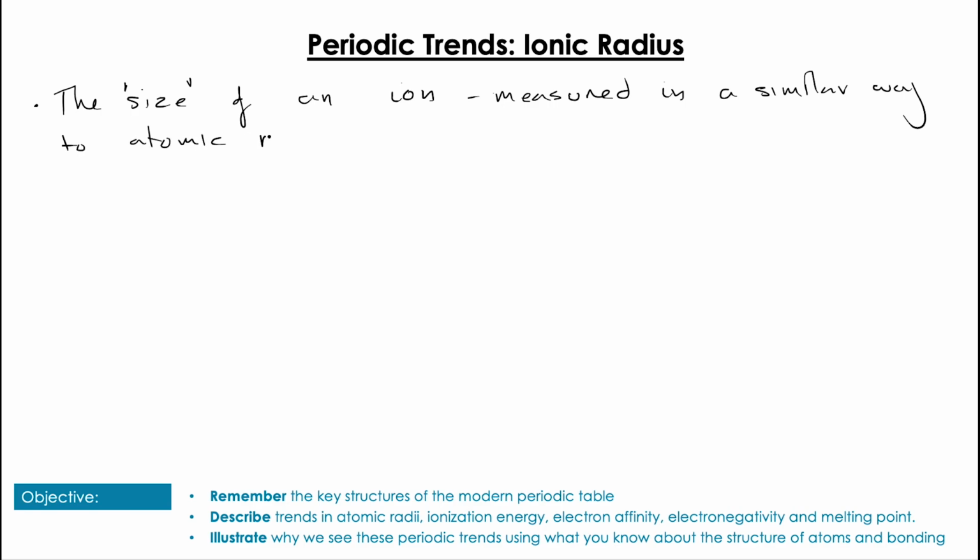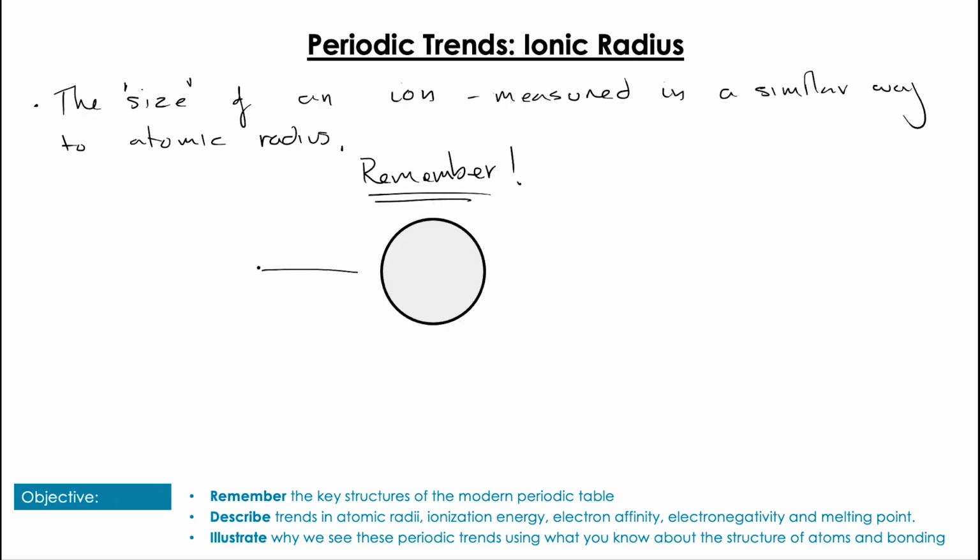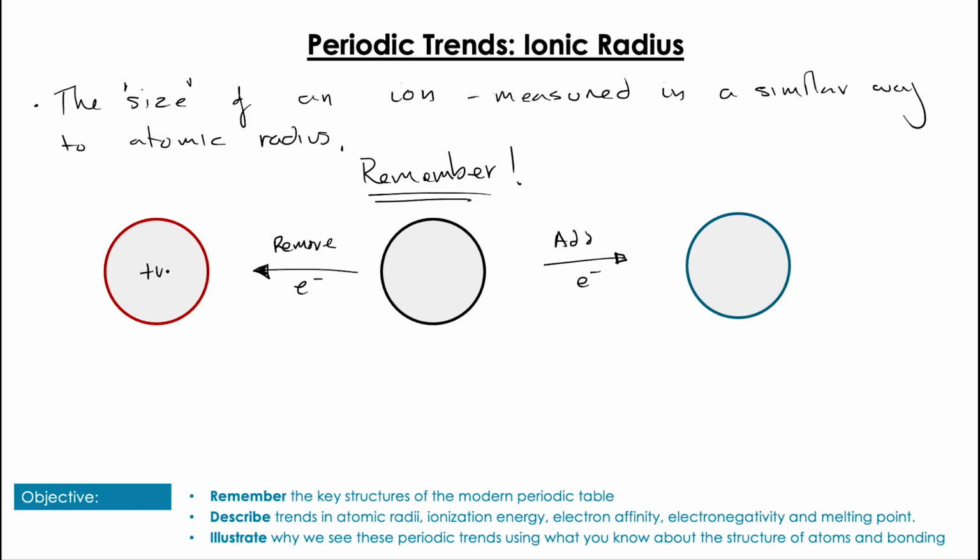The important thing to think here is that we're not dealing with atoms, so we have to remember what happens when we add or take away electrons. So we have two options. We can either remove electrons from an atom or add them. And in every single case, when we remove electrons, the ion is going to become smaller. That's because we're removing electrons, so there are fewer electrons to repel each other and make the atom larger, so we have a smaller ion.